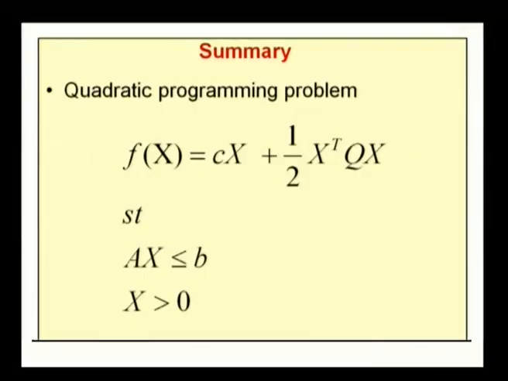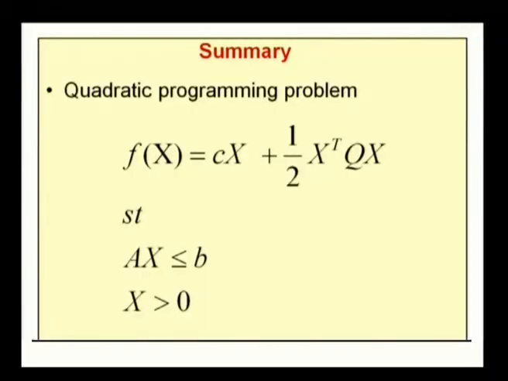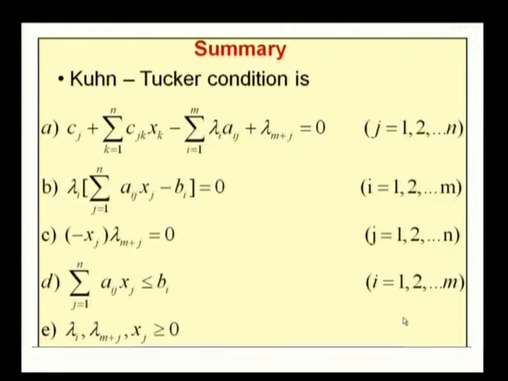Let me recap the points. A given quadratic programming problem is maximizing the objective function, which is in quadratic form, subject to a set of linear inequality constraints together with non-negative restrictions. So, a quadratic programming problem can be written as f of x equal to c x plus half of x transpose q x such that a x less than or equal to b, x greater than or equal to 0. For the given quadratic programming problem, the corresponding Kuhn-Tucker conditions are equation A, equation B, equation C, equation D and equation E.